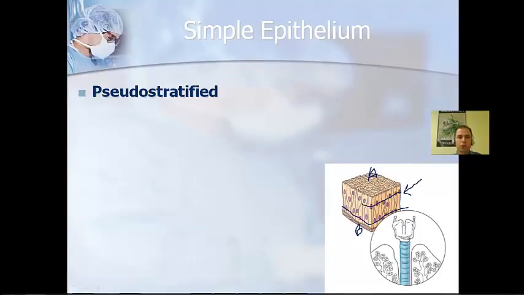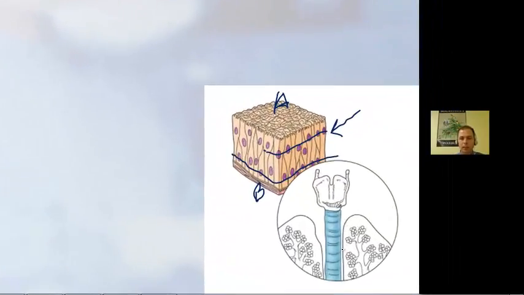We call it pseudo-stratified, or if you recall your roots, we are now looking at false layering. It's not really layered, it just appears to be. Where are we going to find this stuff? Well, if you recognize this diagram, you are beginning to look at the outer parameters of a lung. This will be your left lung.